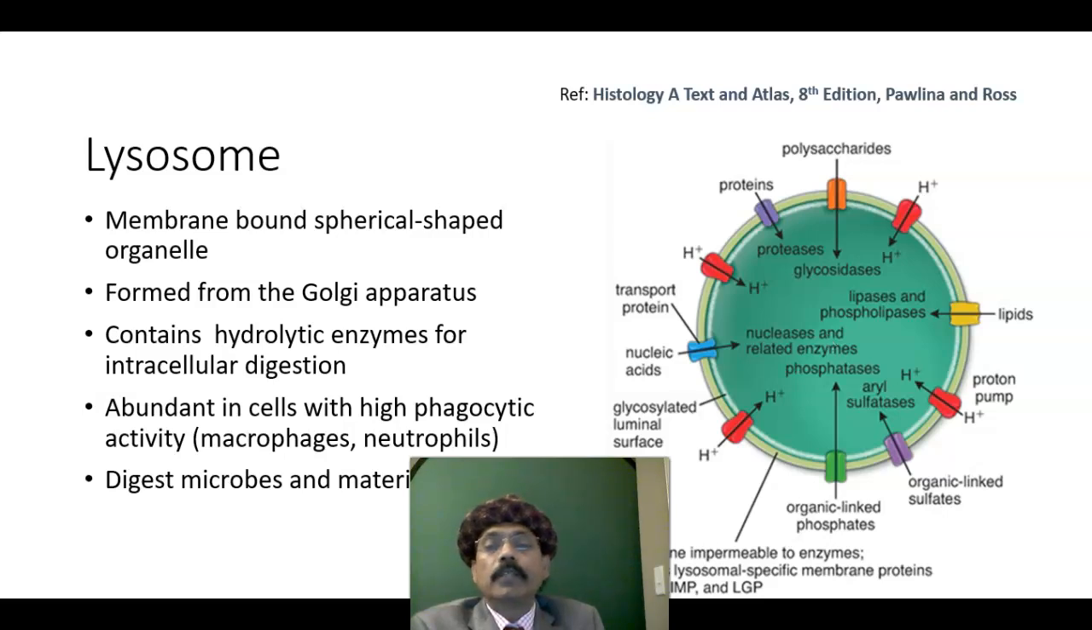These are abundant in cells with highly phagocytic activity, like that of macrophage and neutrophil. They digest microbes and materials. So they digest the bacteria or cell debris or also the organelles of the cell.